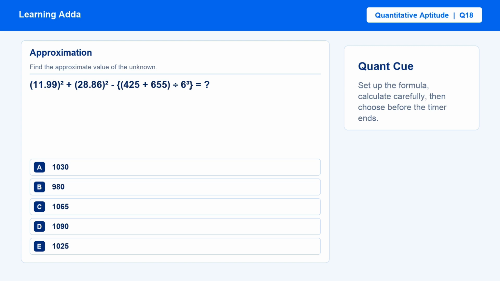Question 18. 11.99 squared plus 28.86 squared minus 425 plus 655 divided by 6 cubed is equal to: option A, 1030. Option B, 980. Option C, 1065. Option D, 1090. Option E, 1025. The timer starts now.